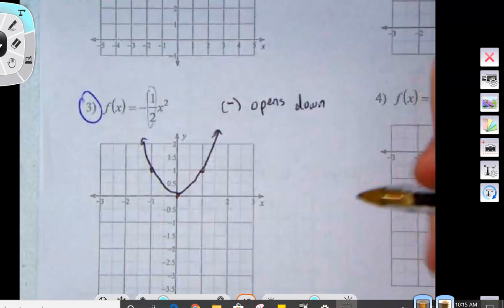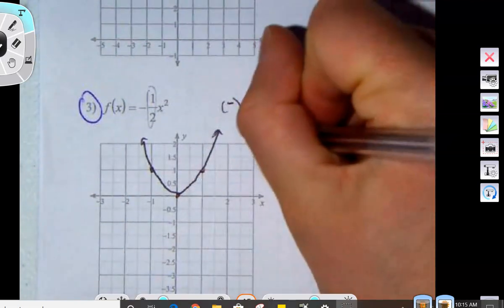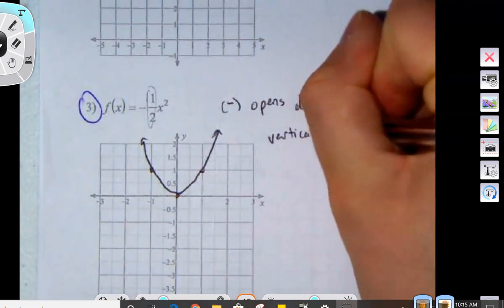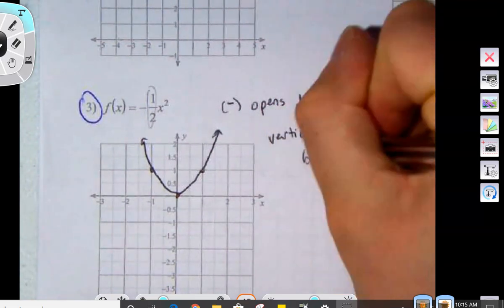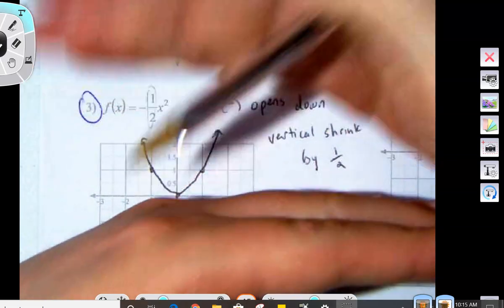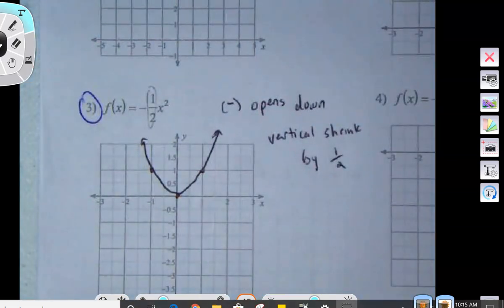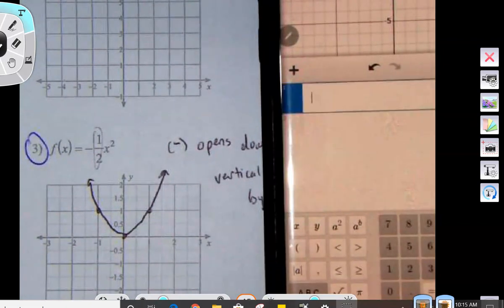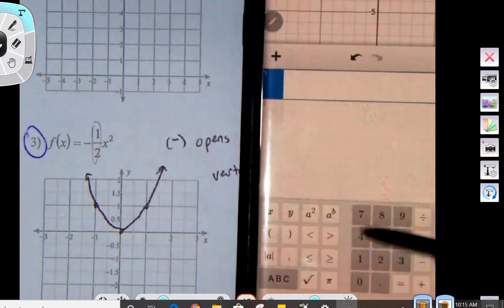And then that 1/2, if I look at the rules in our notes, that is going to be a vertical shrink by 1/2. So it's smashing it down, so it should get wider as we go for this. So again, I can use Desmos. So if I go ahead and clear out the previous one, I can type in y equals.